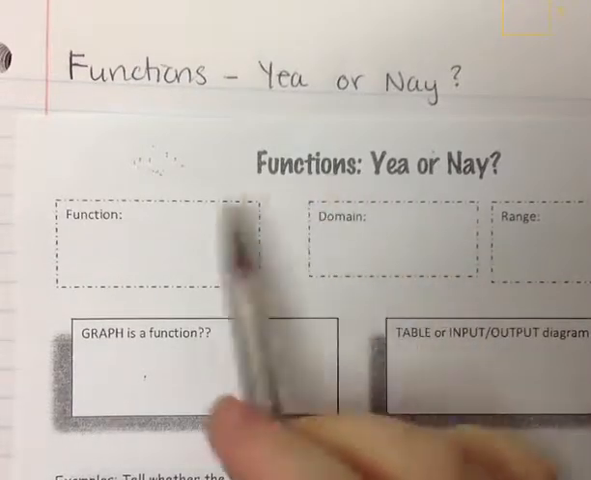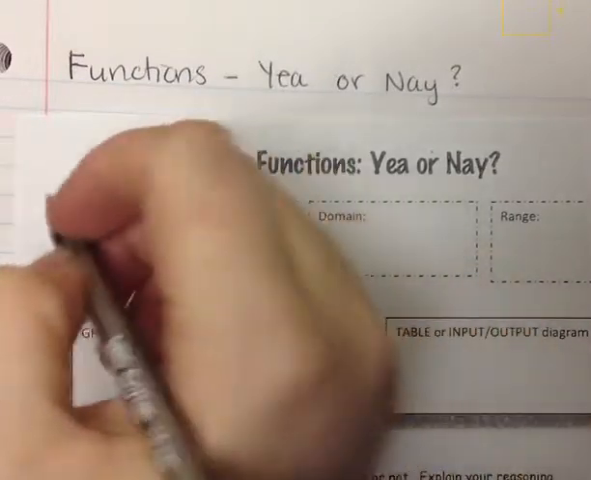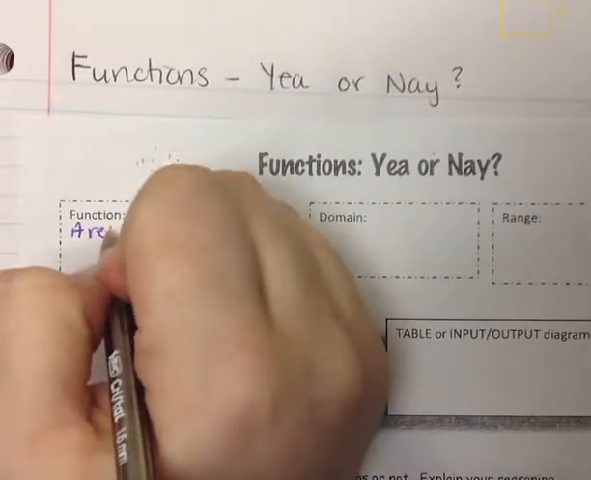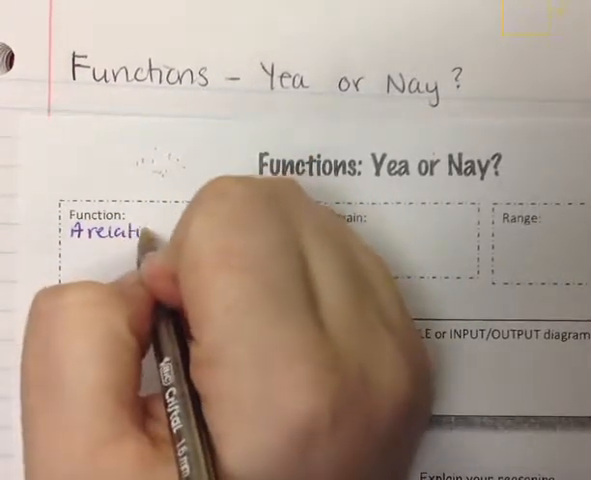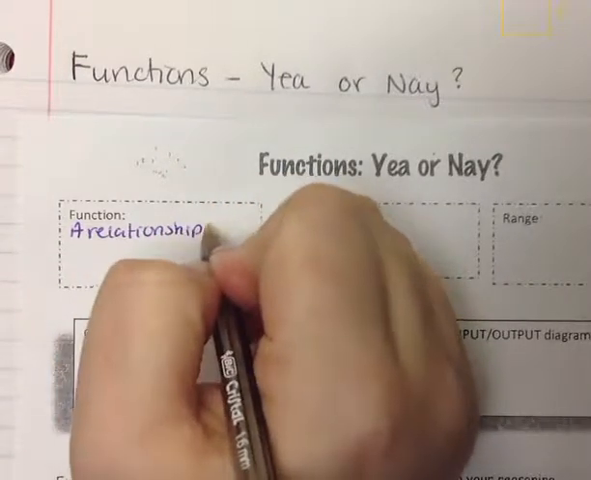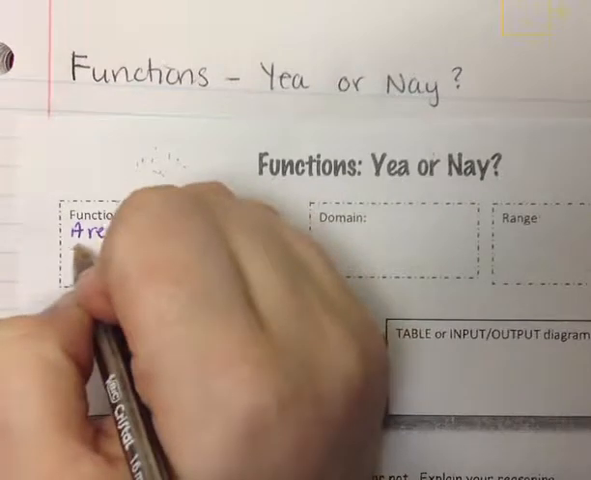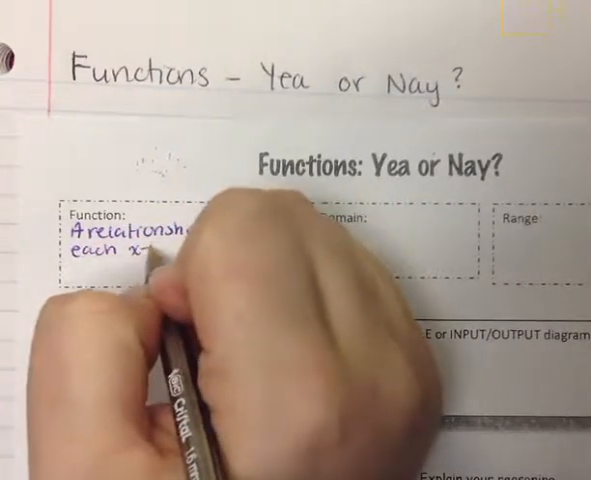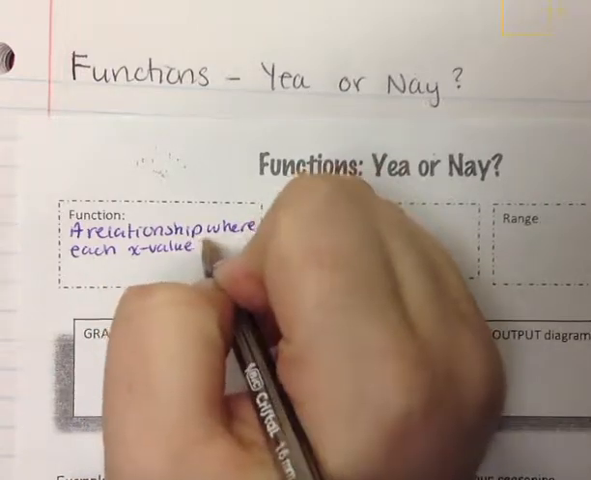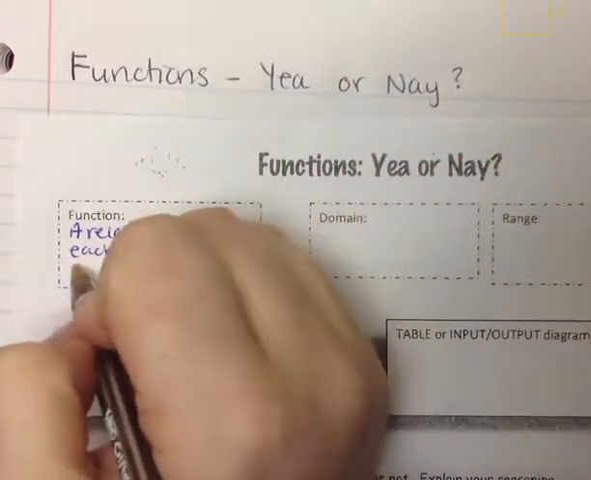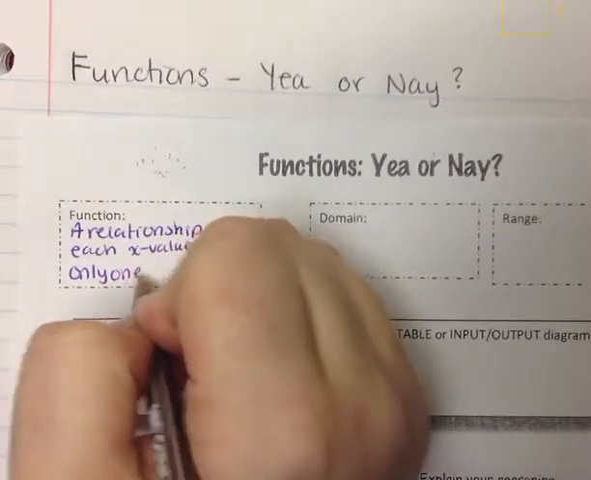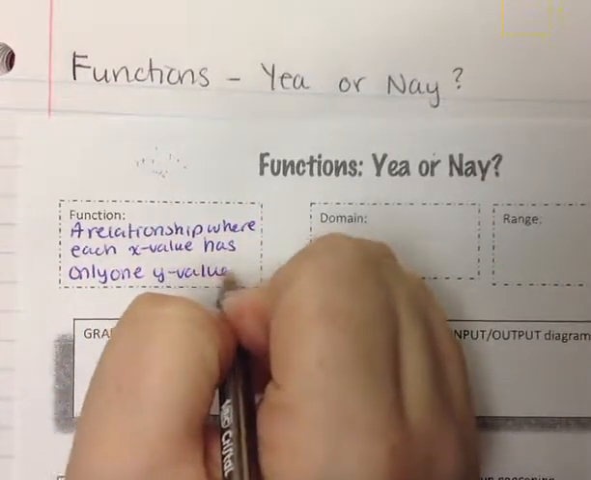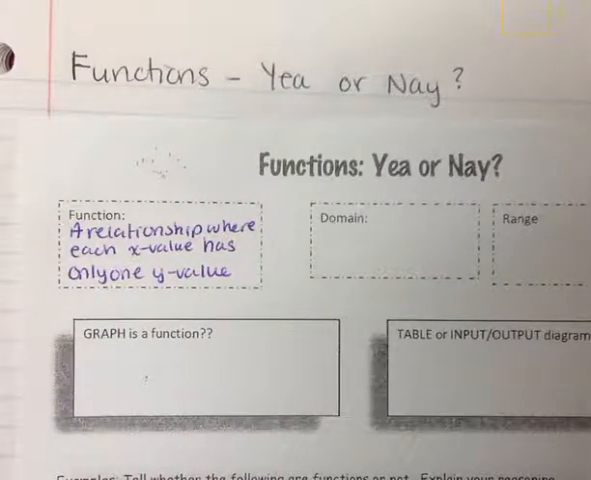So the first thing we're going to do is define what a function is. A function is a relationship where each x value has only one y value. All graphs are considered a relation, but not all graphs are functions. Functions are when every x value has only one y value.